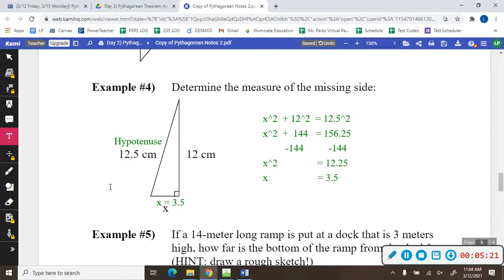Now looking at this picture, this is what's called the short leg. This is the long leg. You would expect it to be less than 12. Definitely can't be bigger than 12.5. So if I broke this up into 4 pieces, it'd be around 3.5. So I think 3.5 is a good guess.